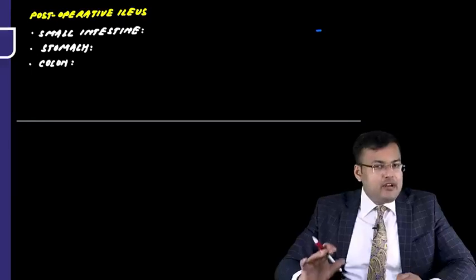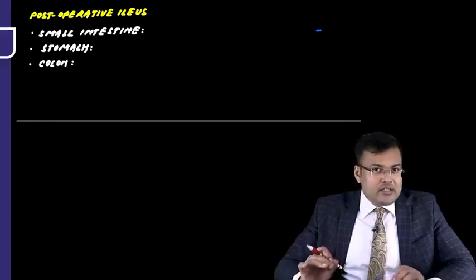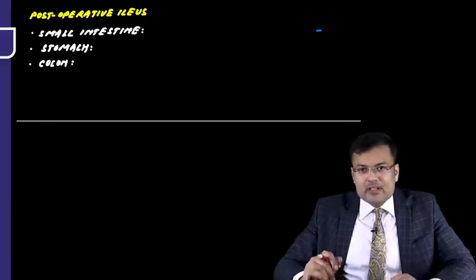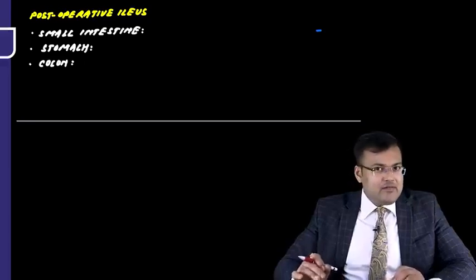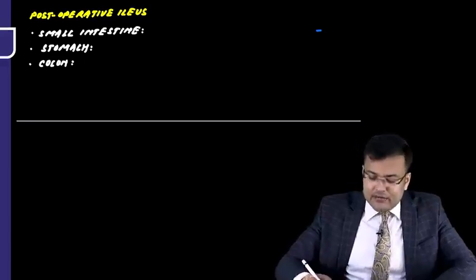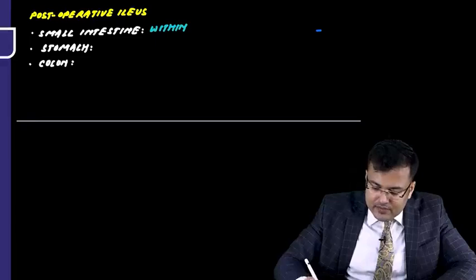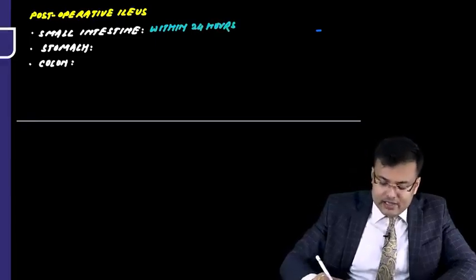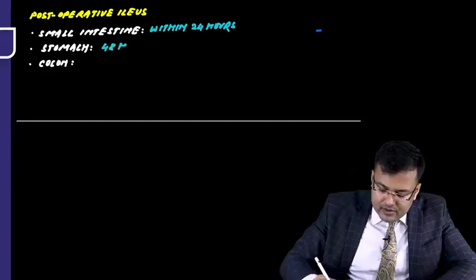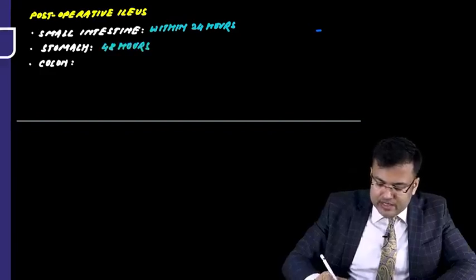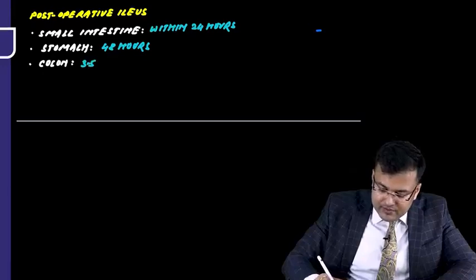Now see, in which of the following organs is the earliest disease activity seen? In the small intestine, the earliest disease activity is seen, and it is seen within 24 hours. In how much time is the activity seen in the stomach? Within 48 hours. And the colon takes how much time? 3 to 5 days.